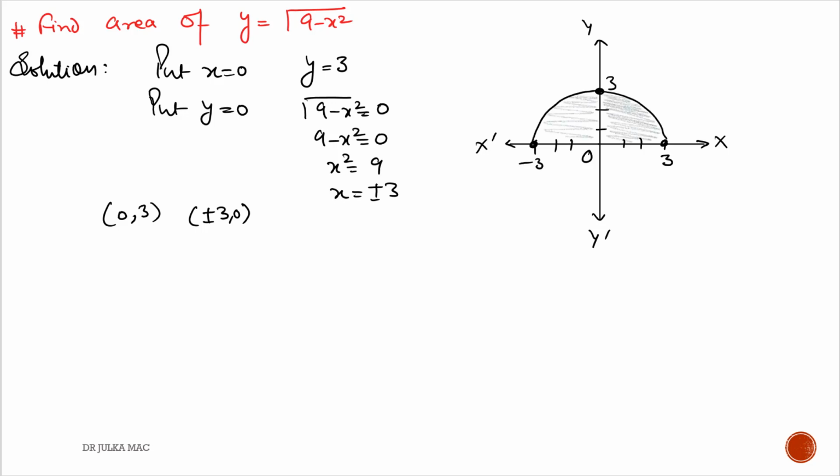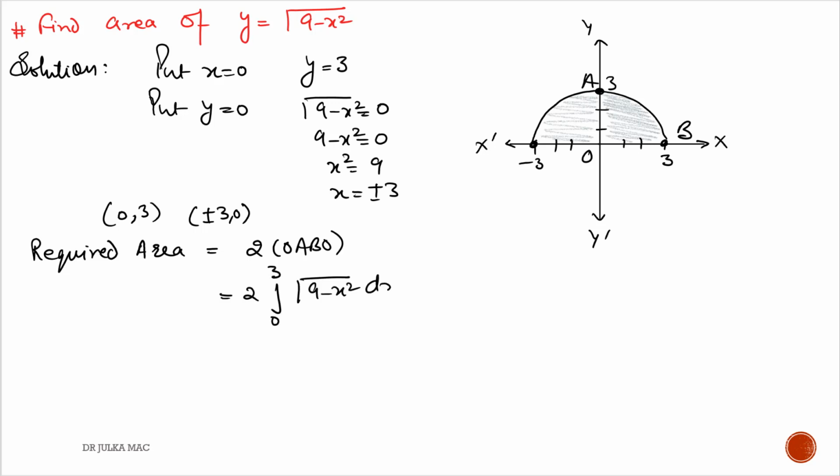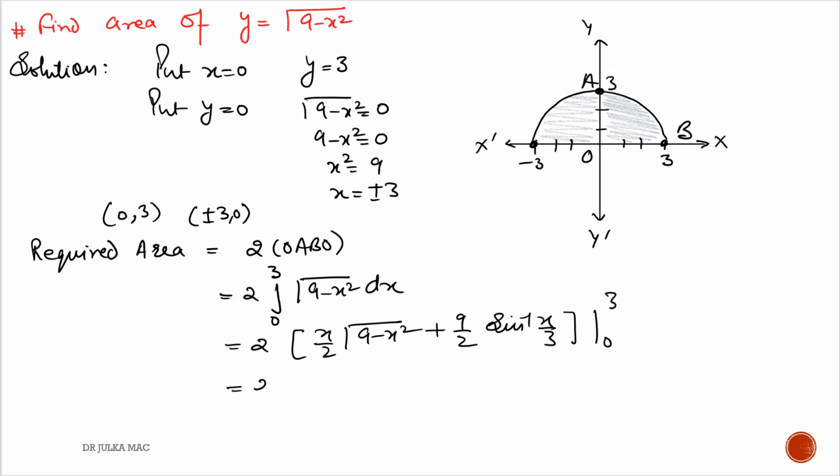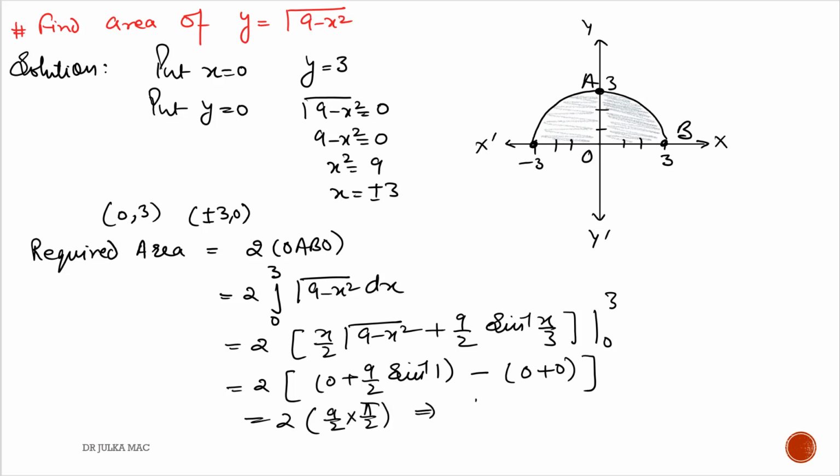And after joining these 3 points, we'll get a semicircle. Now shade this. Required area is twice of OABO, which equals twice of limit 0 to 3 root of 9 minus x square. After integration, we'll get x by 2 root of 9 minus x square plus 9 by 2 sine inverse x upon 3. Now after putting the upper and the lower limit, we will get the answer twice of 9 by 2 sine inverse 1. Sine inverse 1 is pi by 2. So the answer is 9 pi by 2 square units.